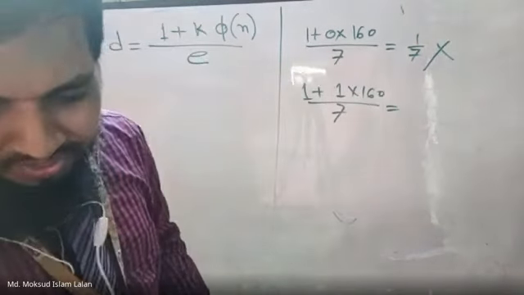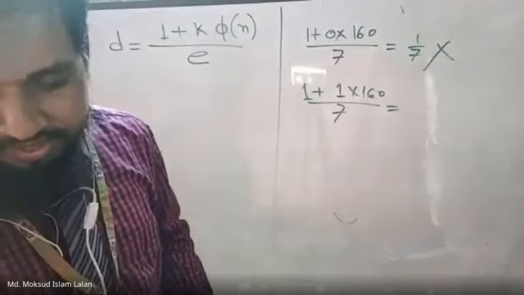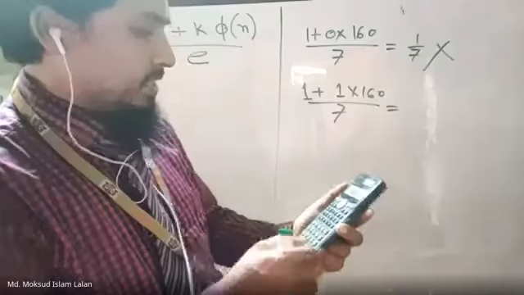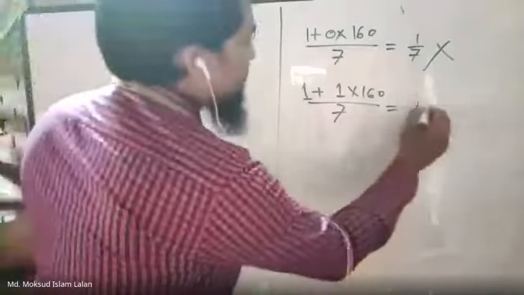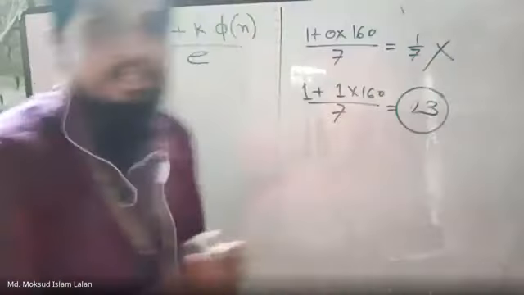What is the result? 161 divided by 7 is 23, sir. 23, right? Do you understand this? Yes, sir. Is it an integer? Yes, sir.